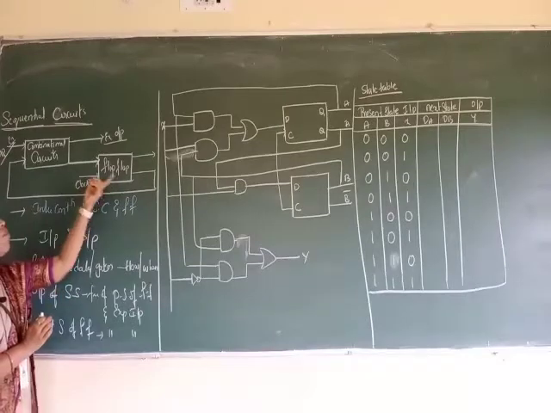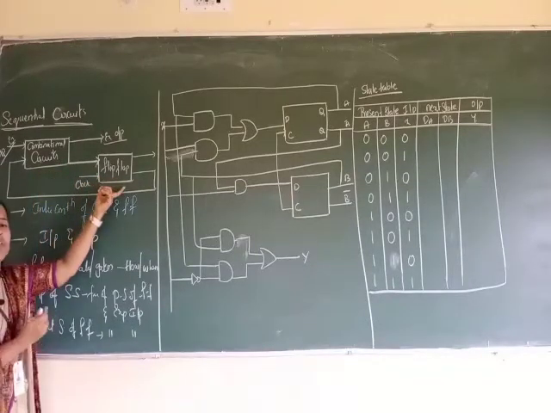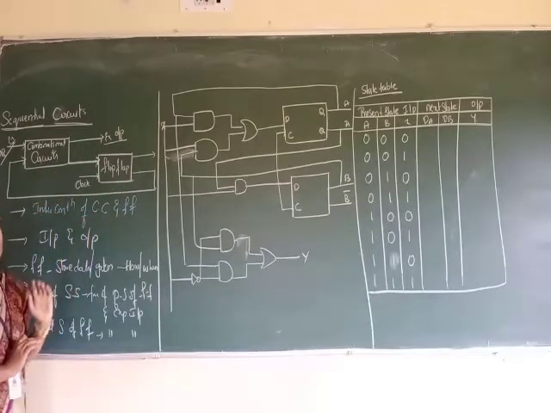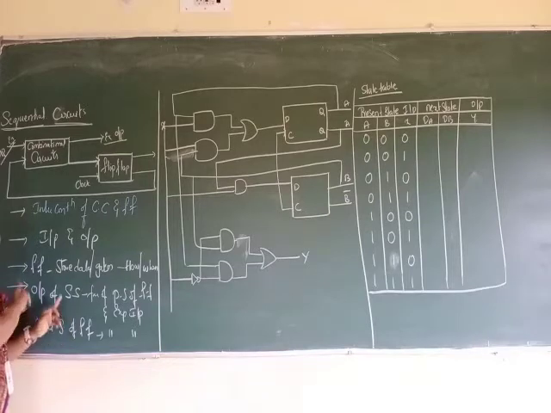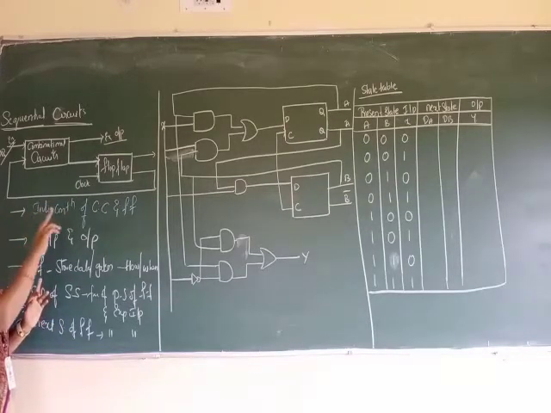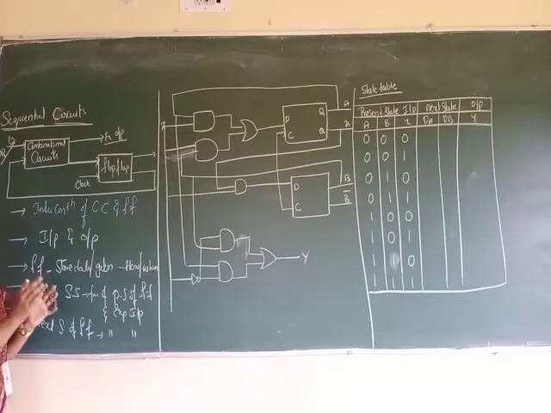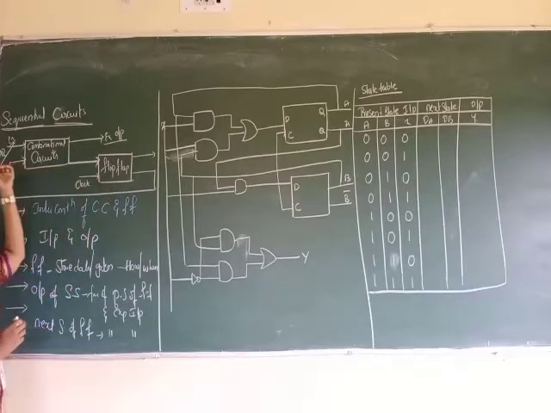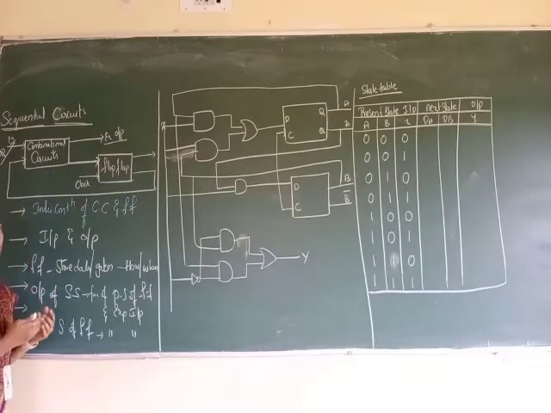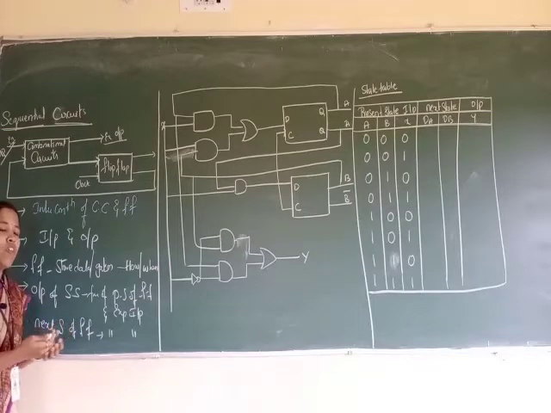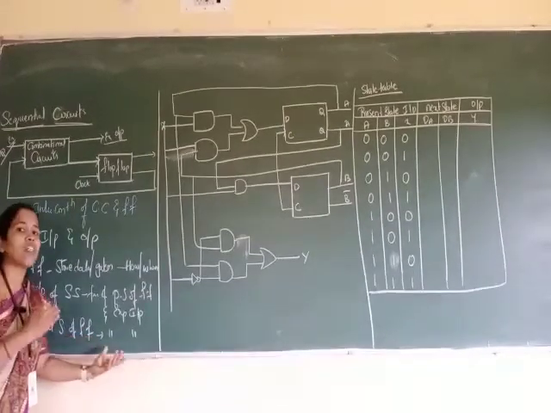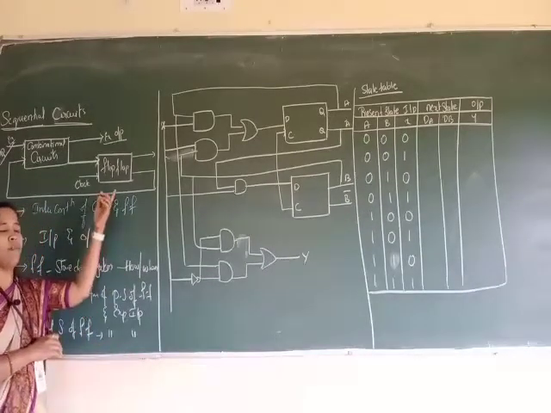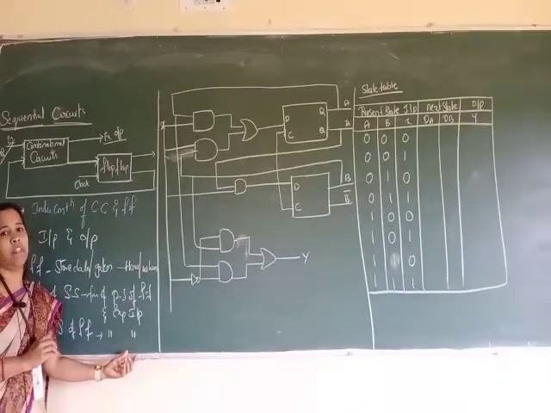So what is the use of the flip-flop and combinational circuits? Flip-flops are used for storing the data, and the gates will decide how and when the data is going to be stored. The next point: the output of the sequential circuit, the entire circuit output, is a function of the present state of the flip-flop as well as the external input. And the next state of the flip-flop is also a function of the present state of the flip-flop as well as the external inputs.